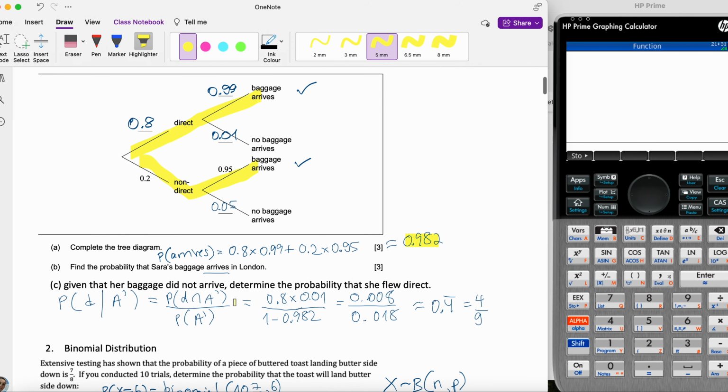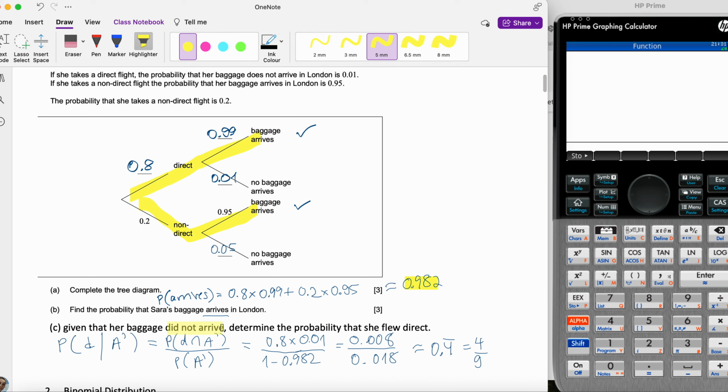Okay, so we know that her baggage did not arrive. Okay, the probability that it's direct and did not arrive. What's the probability that it didn't arrive? Well, we found before the probability that it did arrive. So we're just going to do 1 minus that. Remember, that means 100% minus the arrival. So that's the probability that it didn't.